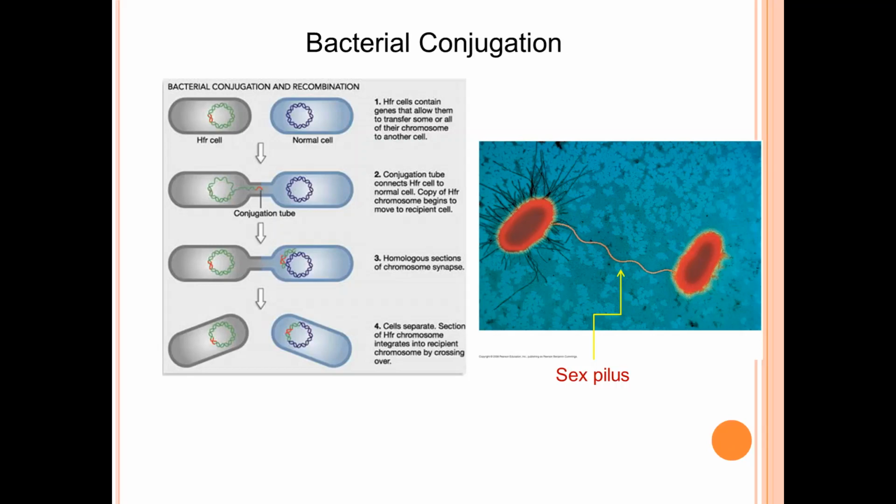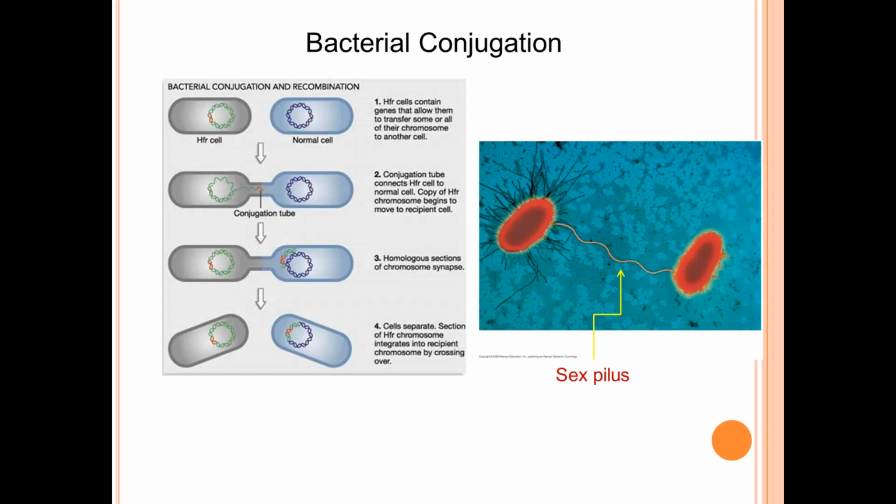One thing I want to point out before we move on to the other types of genetic exchange that are possible is the fact that this bacterial sex, if you will, is very different than sexual reproduction in animals and in plants, for example.